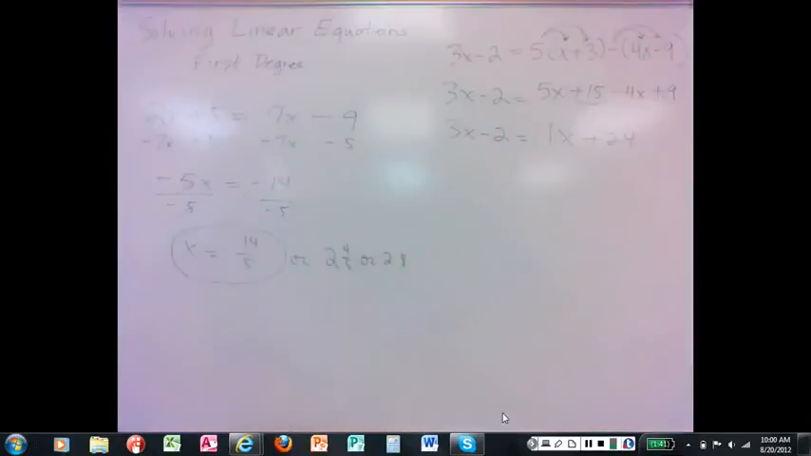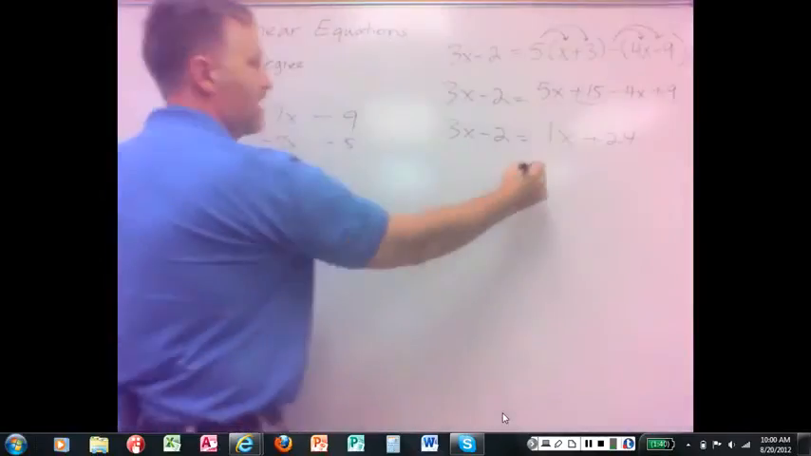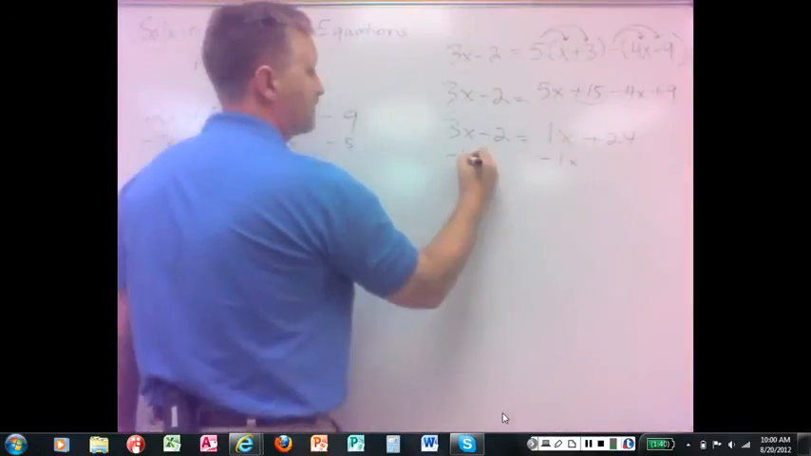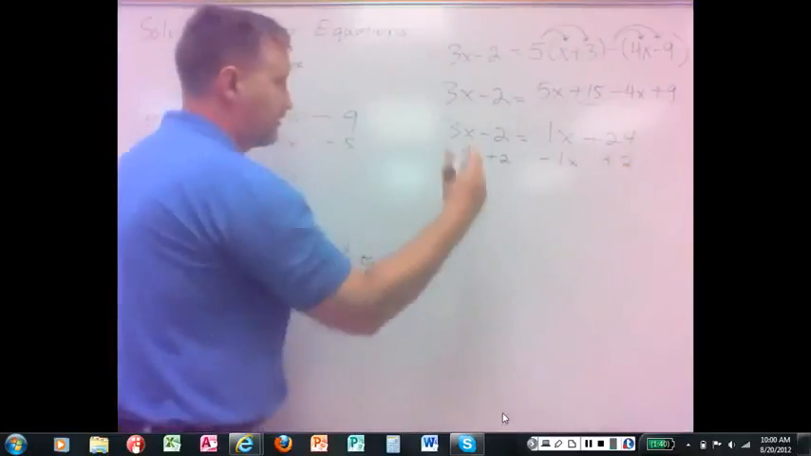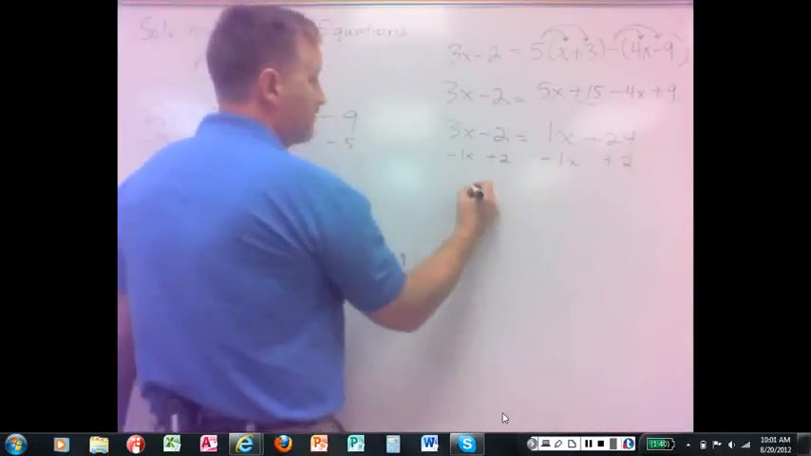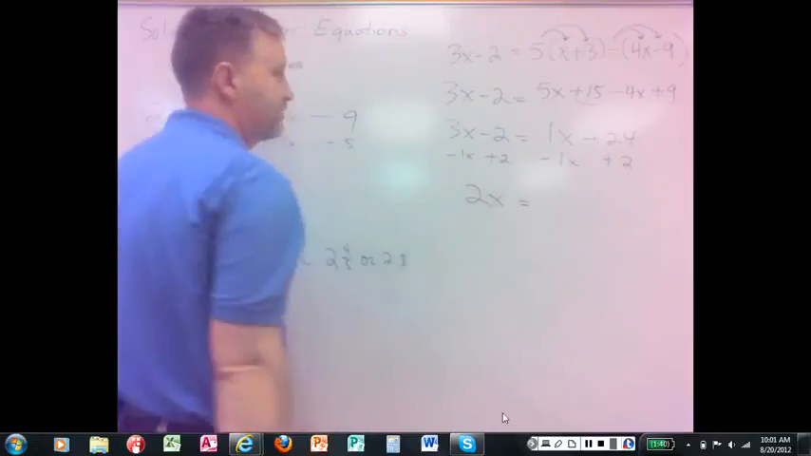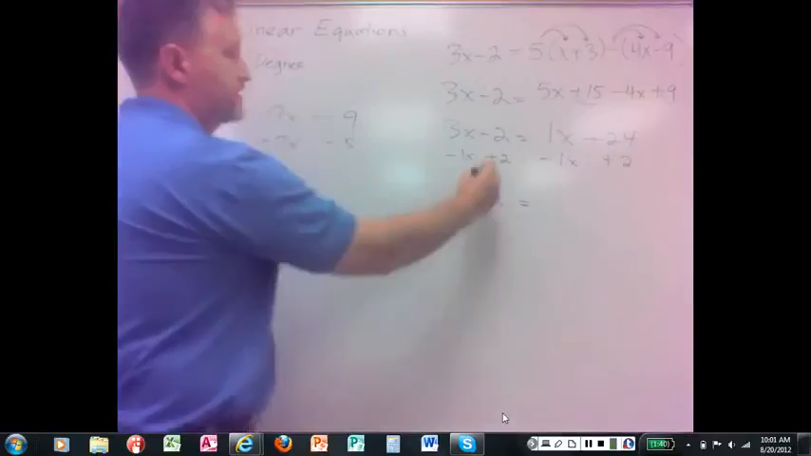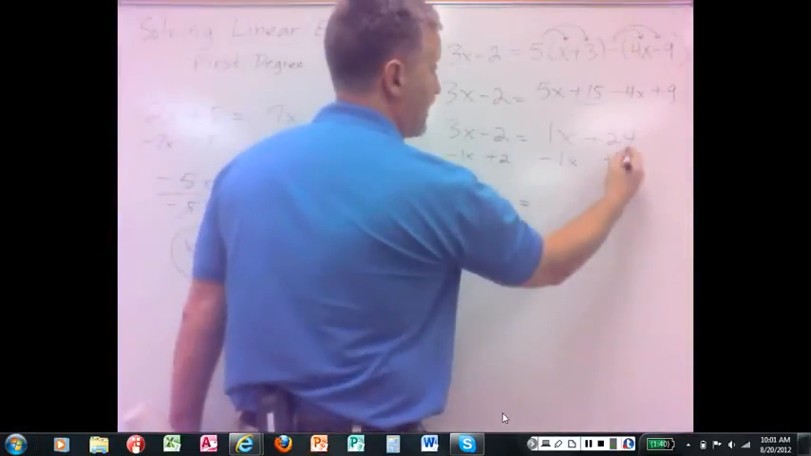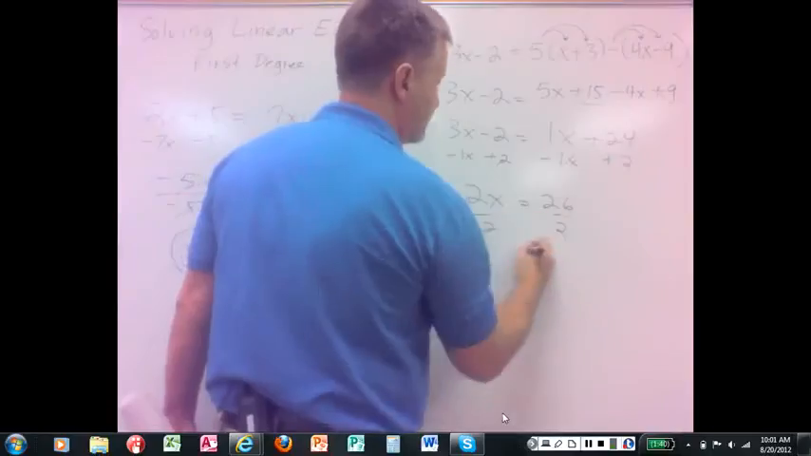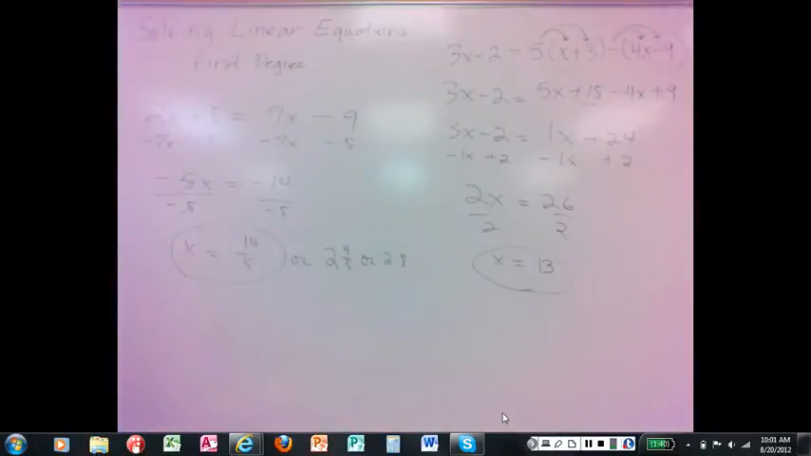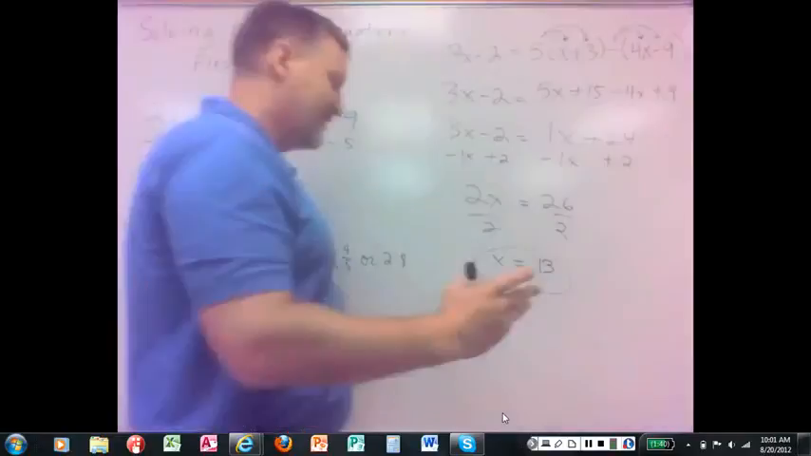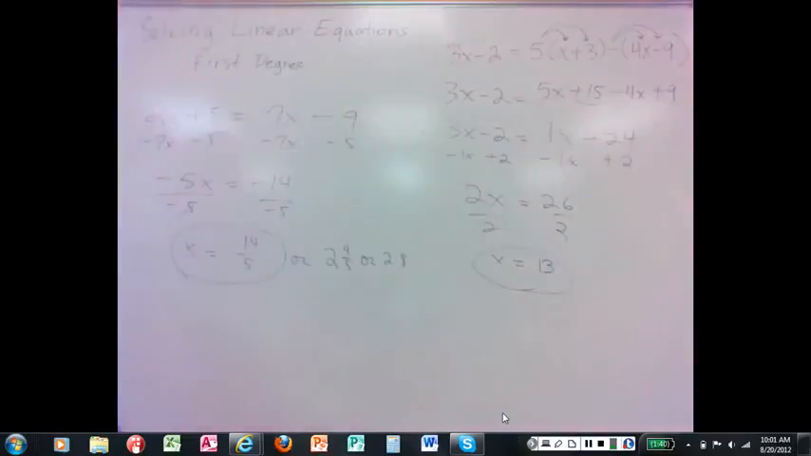Yeah, same thing as before. Get the x's on one side, constants on the other. So I need to subtract 1x and add 2. I do it all at once. Like I said, you can do it however you like, whatever makes you comfortable there. But I get 2x. Those go out, 26. Divide by 2, you got 13. So far, so good? Nothing too bad so far. Okay. All right.